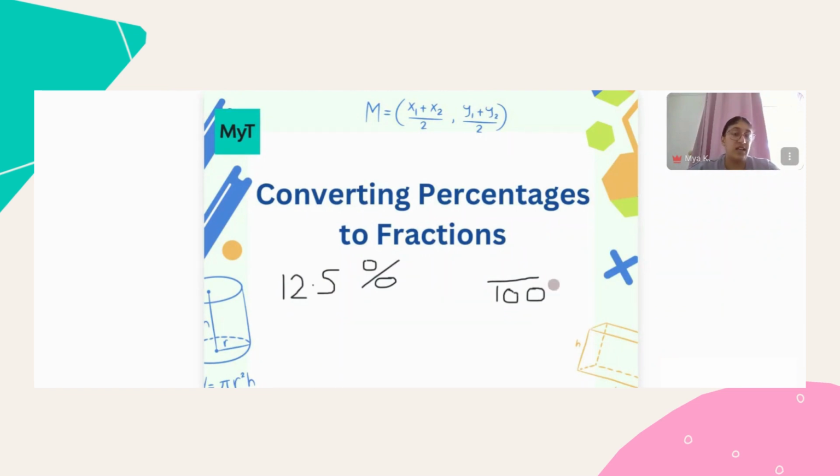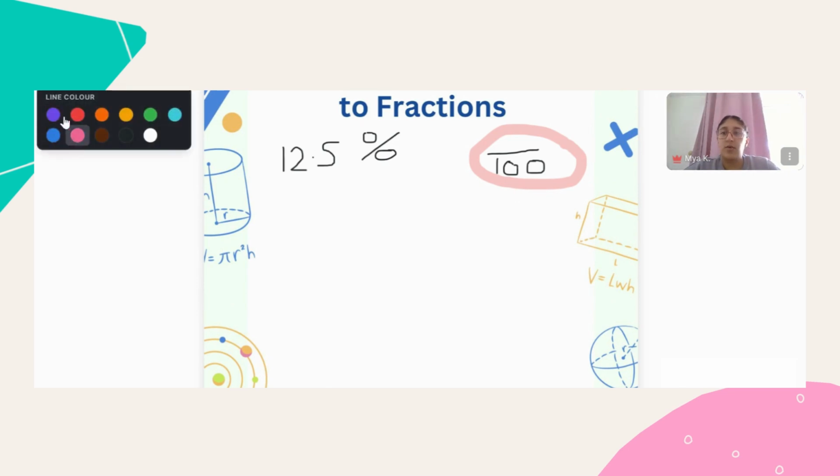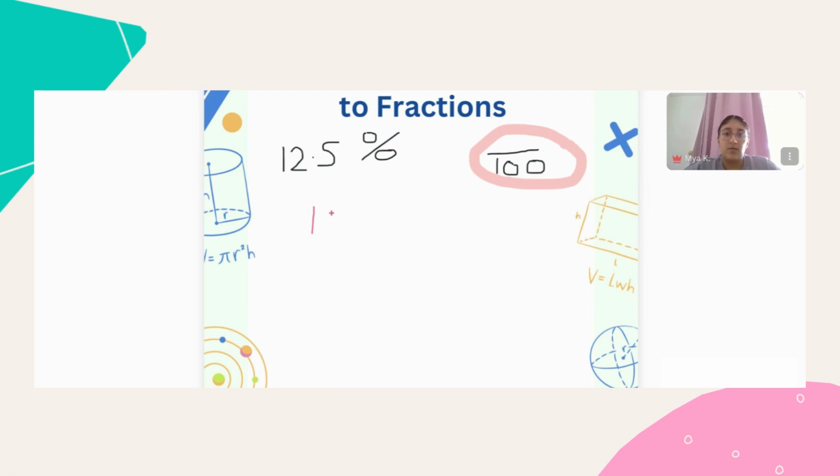Percentages can be thought of as out of 100, which is what I've written here. We can remember this by thinking about the word percentages, and within it the word cent, which means 100. Or if we think more, we think about the word century, which means 100 years. So if we have our percentage here, what this means is we can actually write 12.5 like this, 12.5 out of 100. And that actually is a fraction now.